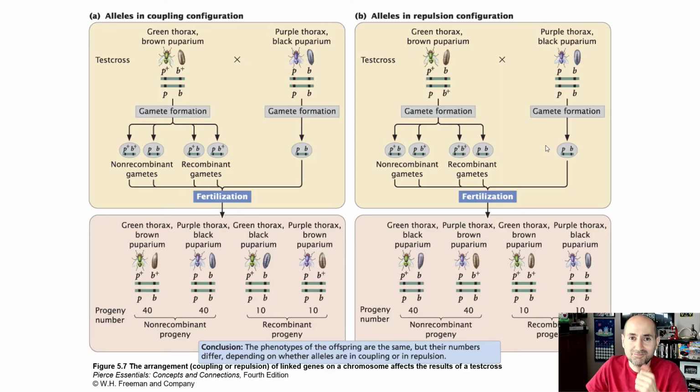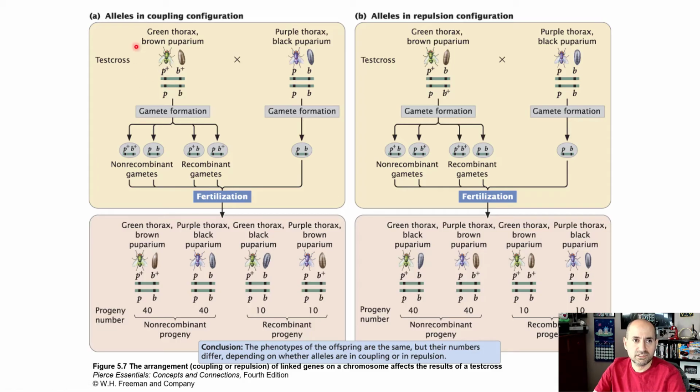Hey everyone, welcome back from break time with Gizmo and Wicket. So where we left off, I was telling you a little bit about the coupling or cis configuration of alleles versus the repulsion or trans configuration of alleles. And this does factor in when you're doing these types of genetic crosses. Let me give you an example.